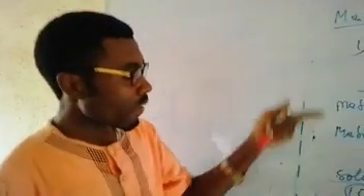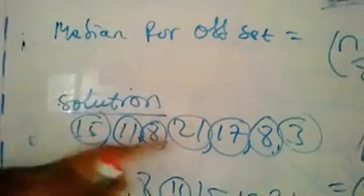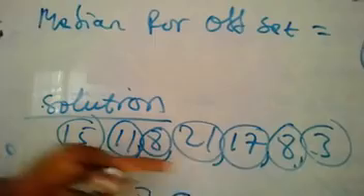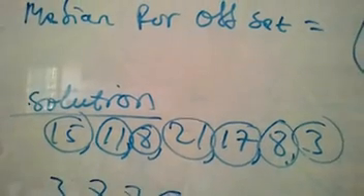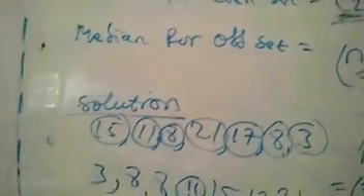Like if you refer to this other example we did here, you will notice that 8 occurred twice. That is the only number that occurred twice. So if you are asked, the mode of this number is 8. So that is what we mean by mode being the highest occurring number. Now let's look at an example.